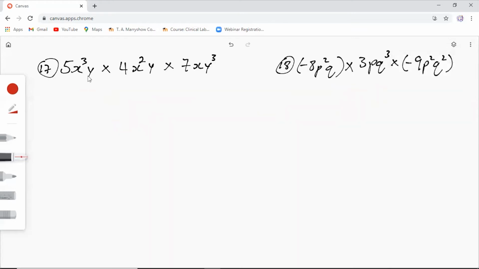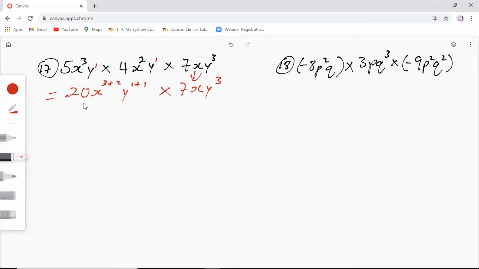We have number 17, 5x cubed y times 4x squared y times 7xy cubed. So we would get 5 times 4 is 20. X cubed times x squared is the same as x to the power of 3 plus 2. Y times y would give us y to the power of 1 plus 1. This is y to the power of 1, y to the power of 1. Times 7xy cubed. So we just bring down that. Good.